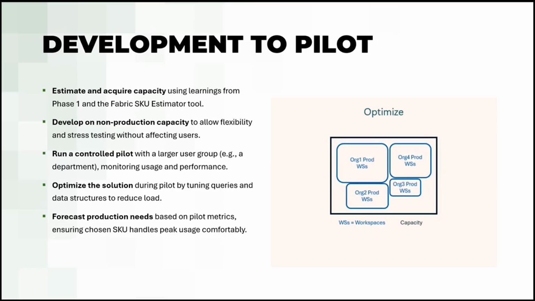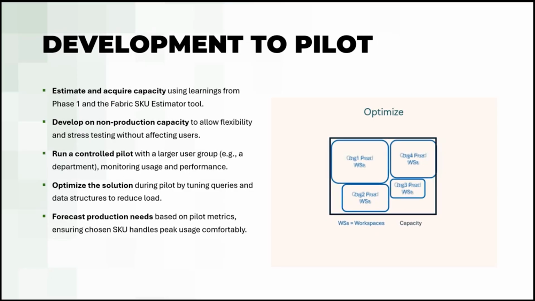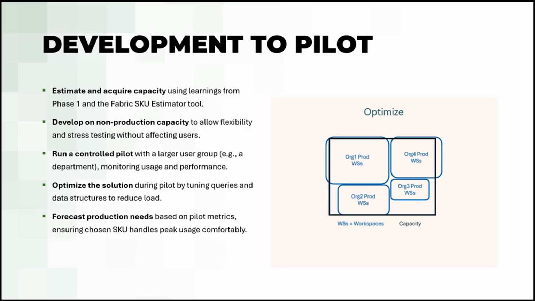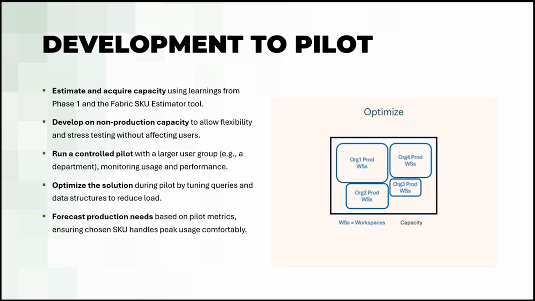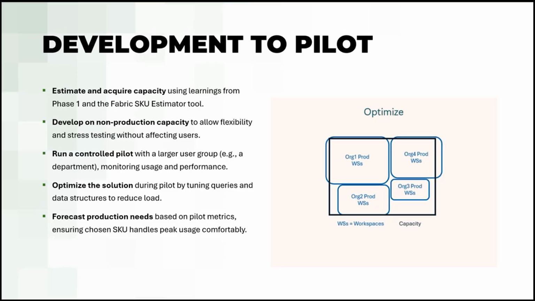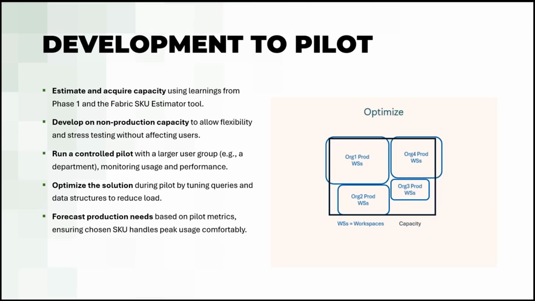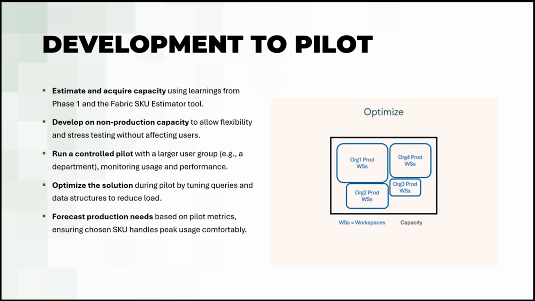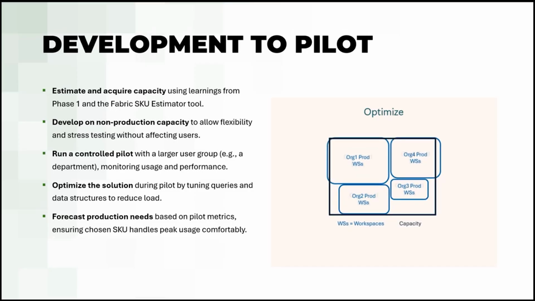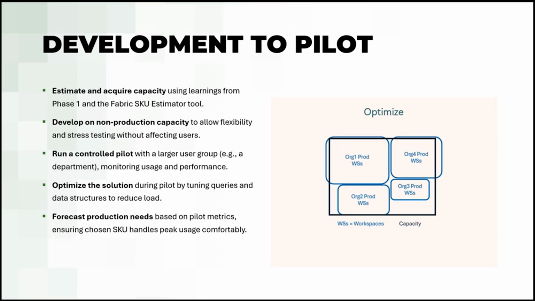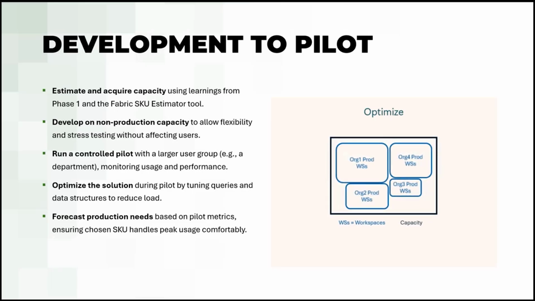Next, we want to move from development to pilot. We want to estimate and acquire capacity. So you use everything that you learned from the trial and monitoring, and get the capacity that you need. There are CPU estimators that you can use. One in the preview was the CPU and your modular data, the workloads you're using. It should give you a pretty accurate representation. It's not going to be the standalone view of your capacity metrics app.